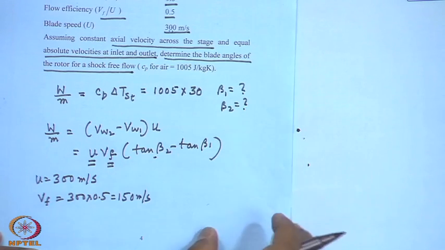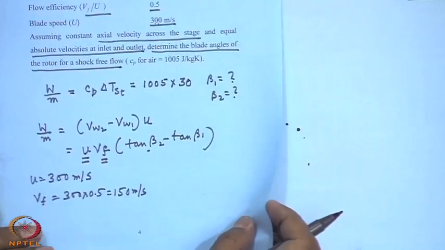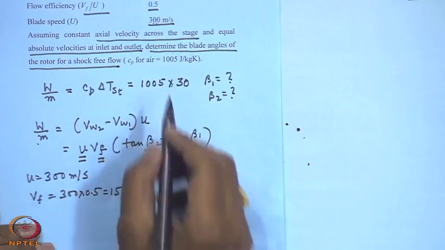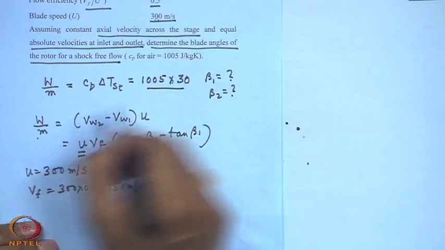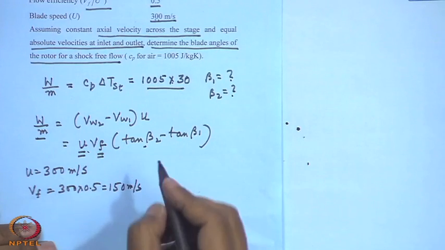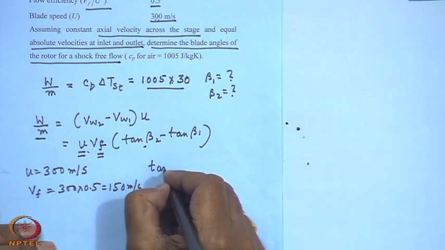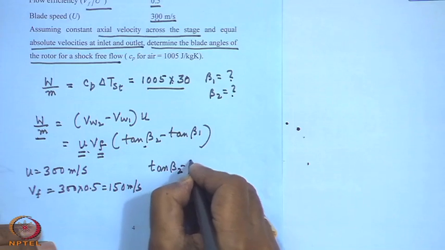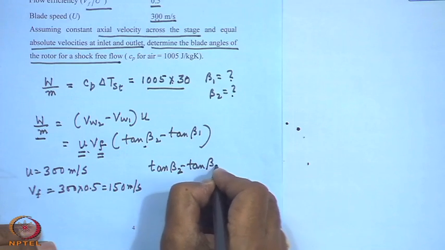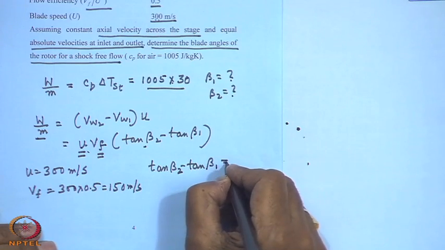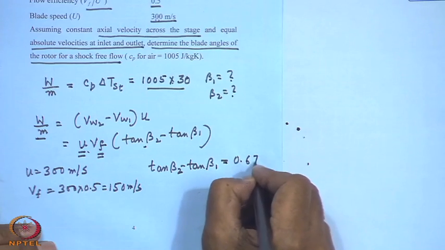Tan beta 2, tan beta 1, beta 2 and beta 1 we have to find out. W by M we know. So, therefore, if we put this here and this value here, we get a relationship: tan beta 2 minus tan beta 1 equals to what? Tan beta 2 minus tan beta 1. You get, everything is known.